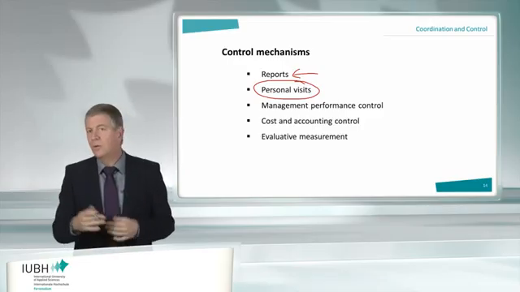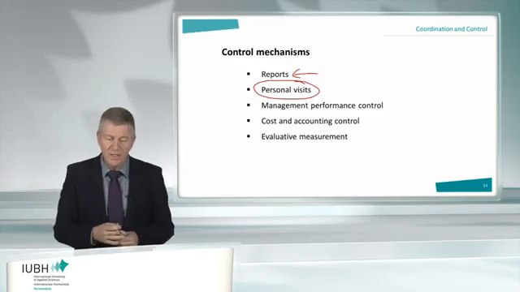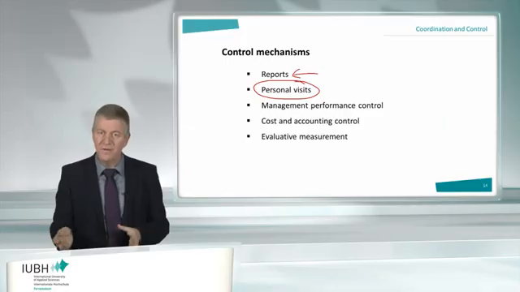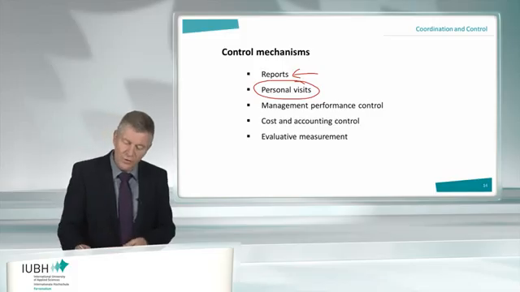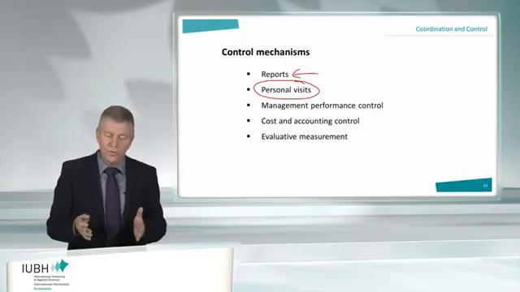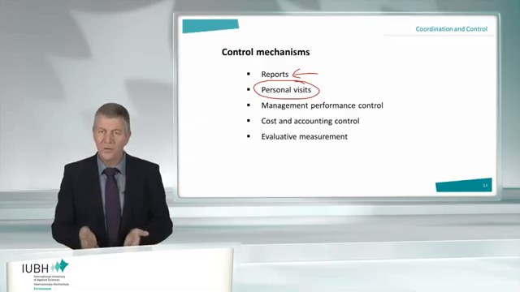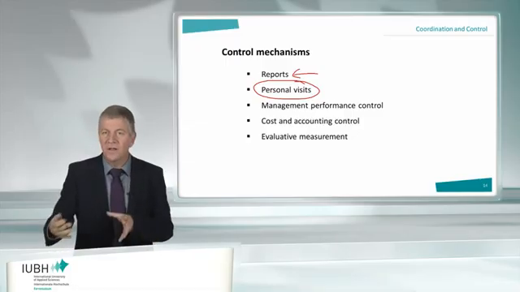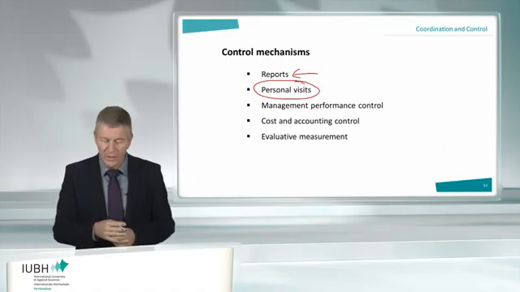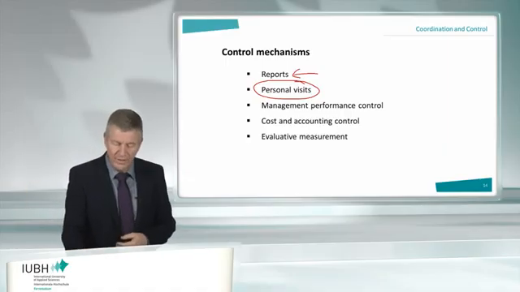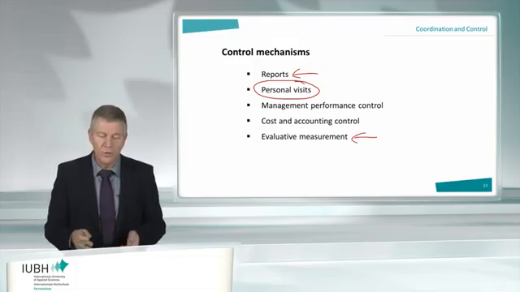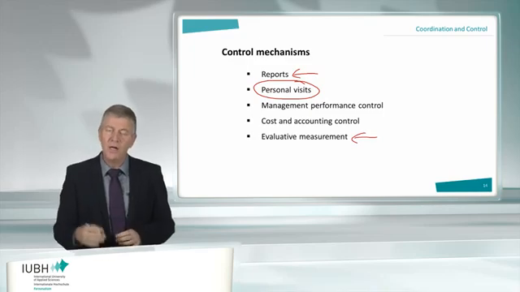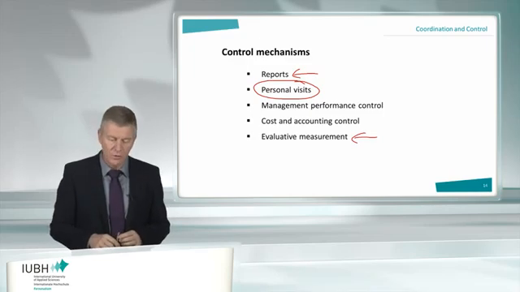Management performance control, we have been talking about this issue already, is a very important control mechanism, and you have to consider the specifics of international business as we have discussed before already. Cost and accounting control means that you also look into the figures of your subsidiaries, but then of course with an element of appreciation of what is going on in foreign countries. And that is also relating to evaluative measurement, which is basically a control mechanism which after a period of time looks back into what happened in your organization.